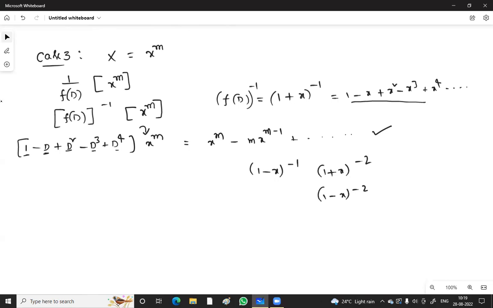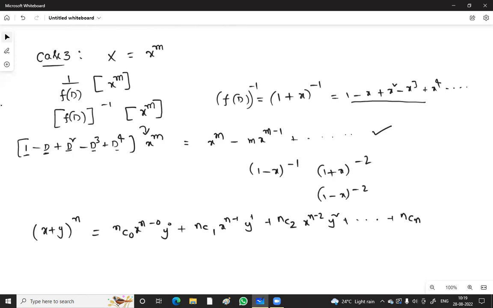So if you know the basic binomial formula, you can write any function. You do not need to learn it by heart: (x + y)^n = nC0 x^n y^0 + nC1 x^(n-1) y^1 + nC2 x^(n-2) y^2 + and so on, up to nCn x^(n-n), which is nothing but 1, y^n. It means if you know this expression, you can write any expression using this generalized form, which you have to operate on your x power m input. This is case 3.